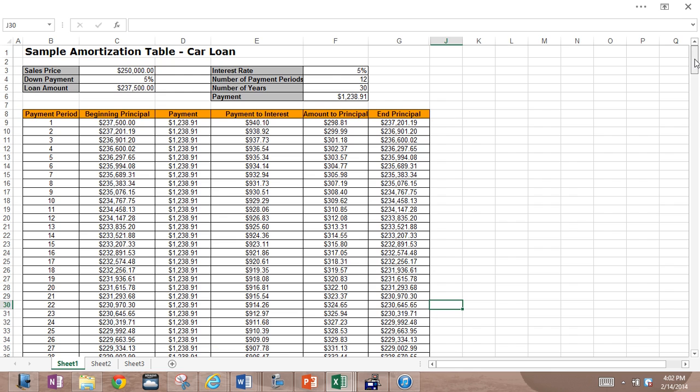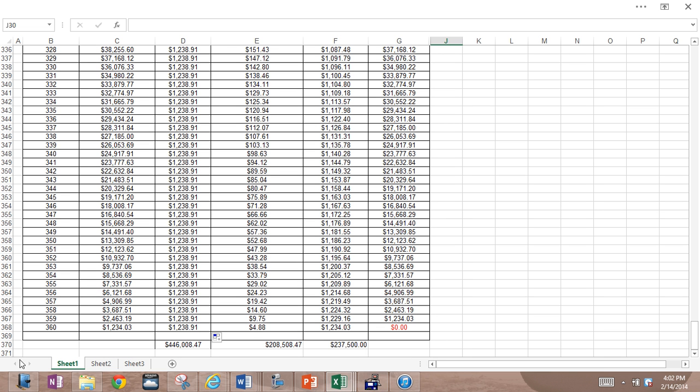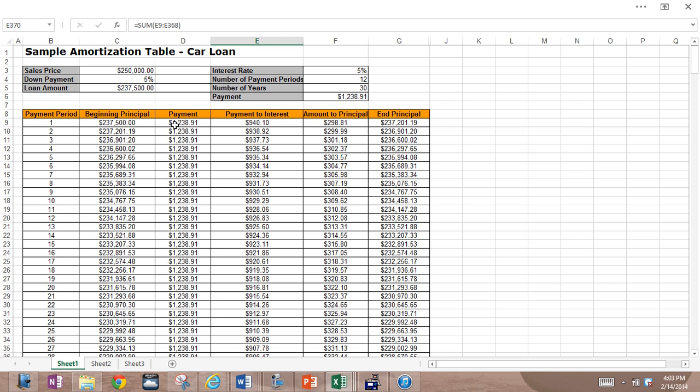So here we go. We're scrolling all the way down through the life of the loan. At the bottom, here is the total amount of $446,000 that we're paying back. Here is the $237,500 that we borrowed, and here is the $208,000 that is the total interest that we've paid over the 30-year period. Now the payment that we make, $1,238 every month for 360 months, is broken down: part of it as a payment for interest, part of it as a payment for principal.